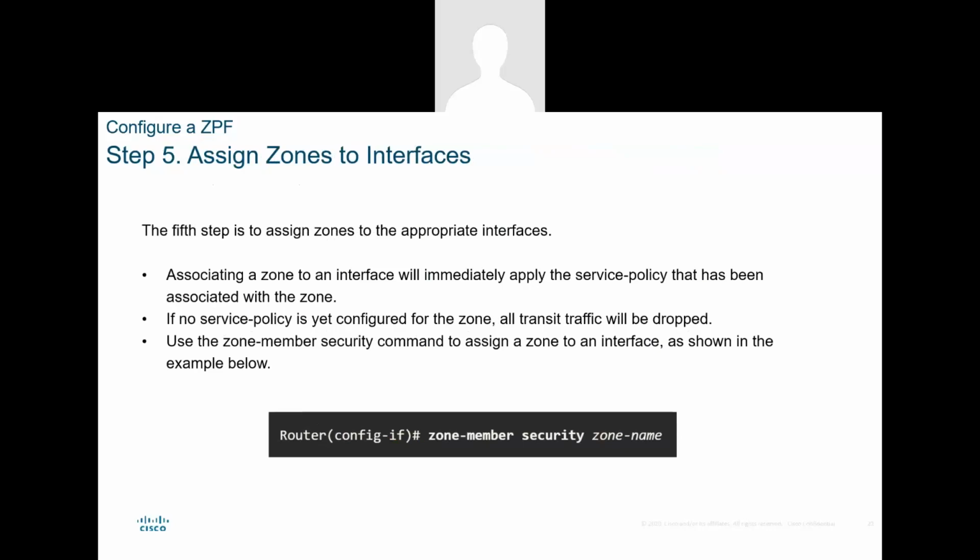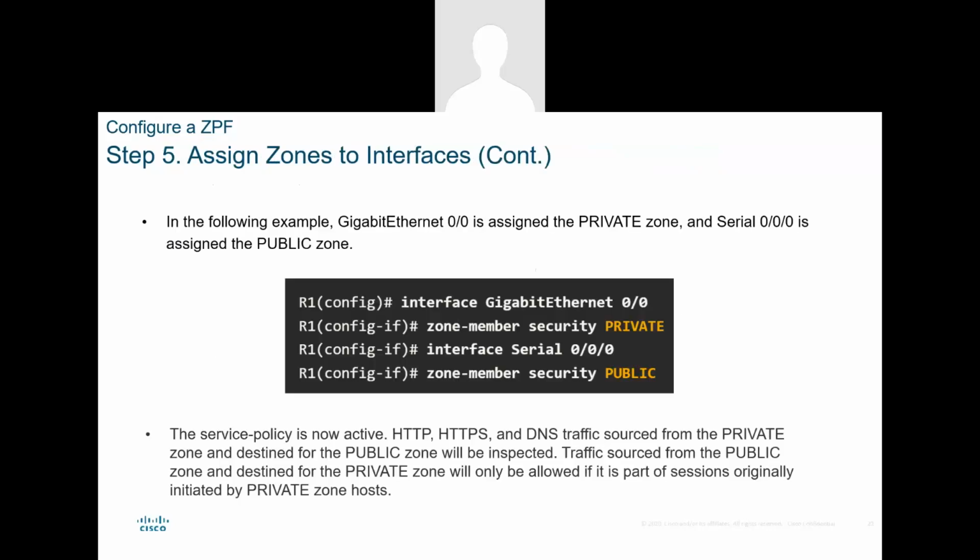Up until this point, until that interface is assigned to a zone, all transit traffic through it will be dropped. So, we see an example here of assigning interfaces to zones in your command line interface. You have your interface, and GigabitEthernet 0/0 is being assigned zone-member security private, while Serial 0/0/0 is being assigned zone-member security public.